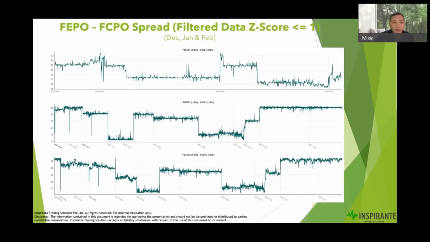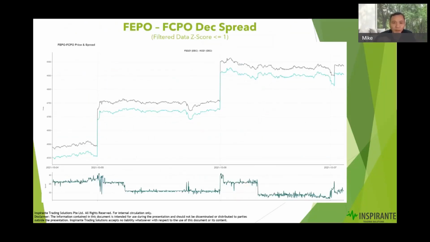Now, this is a bigger picture of the spread points for this Jan and February, FEPO minus FCPO. So I chart it in terms of spread points. Mostly, if you can see the front months, the active ones, for example, range anywhere from the mid-20s to the mid-30s. That would actually give us a very good starting point or reference for where we will place our trade. Now this is another chart, obviously, with the outright prices together as well.